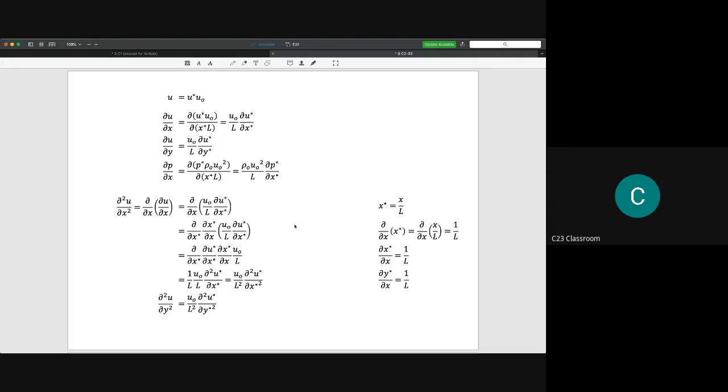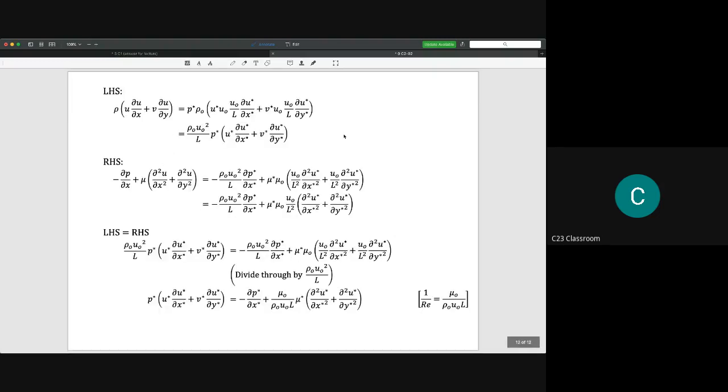I hope by understanding this, you can do the equation. We substitute all the star parameters here. On the left hand side, we have this term, so we substitute everything, and now we have this one. Then for the right hand side, we have this term, so you put everything in, and we have this term. Finally, we equate the left hand side with the right hand side. We have this term, so you divide by rho U square over L to simplify, and you will get this one.